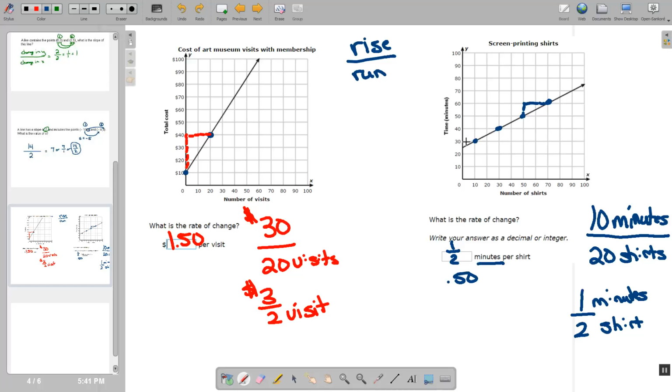So that is a really quick beginning look at what slope is. We're going to be covering slope for a few weeks in different contexts. So make sure if you have questions, as always, ask me. We can work through them together.